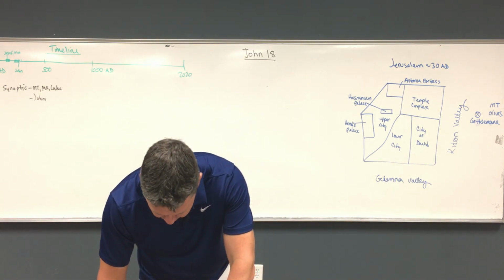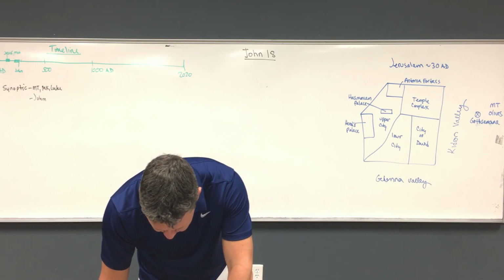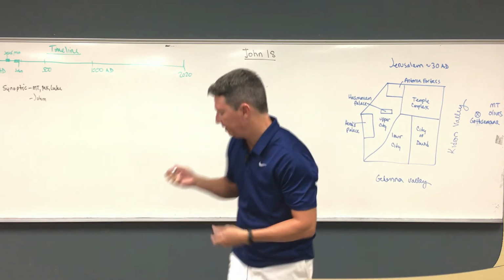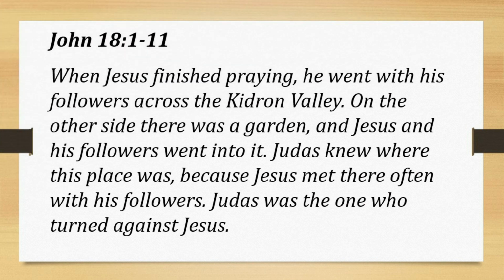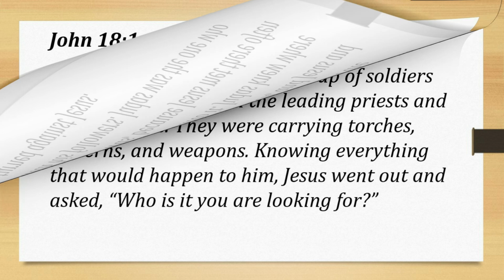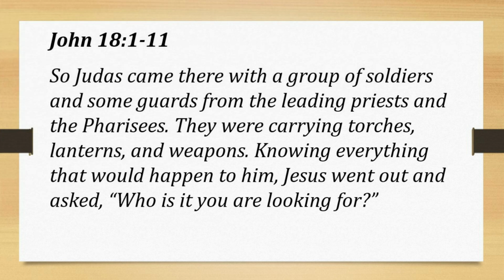Chapter 18, verses 1 to 11. When Jesus finished praying, he went with his followers across the Kidron Valley. On the other side there was a garden, and Jesus and his followers went into it. Judas knew where this place was because Jesus met there often with his followers. Judas was the one who turned against Jesus. So Judas came there with a group of soldiers and some guards from the leading priests and the Pharisees. They were carrying torches, lanterns, and weapons.